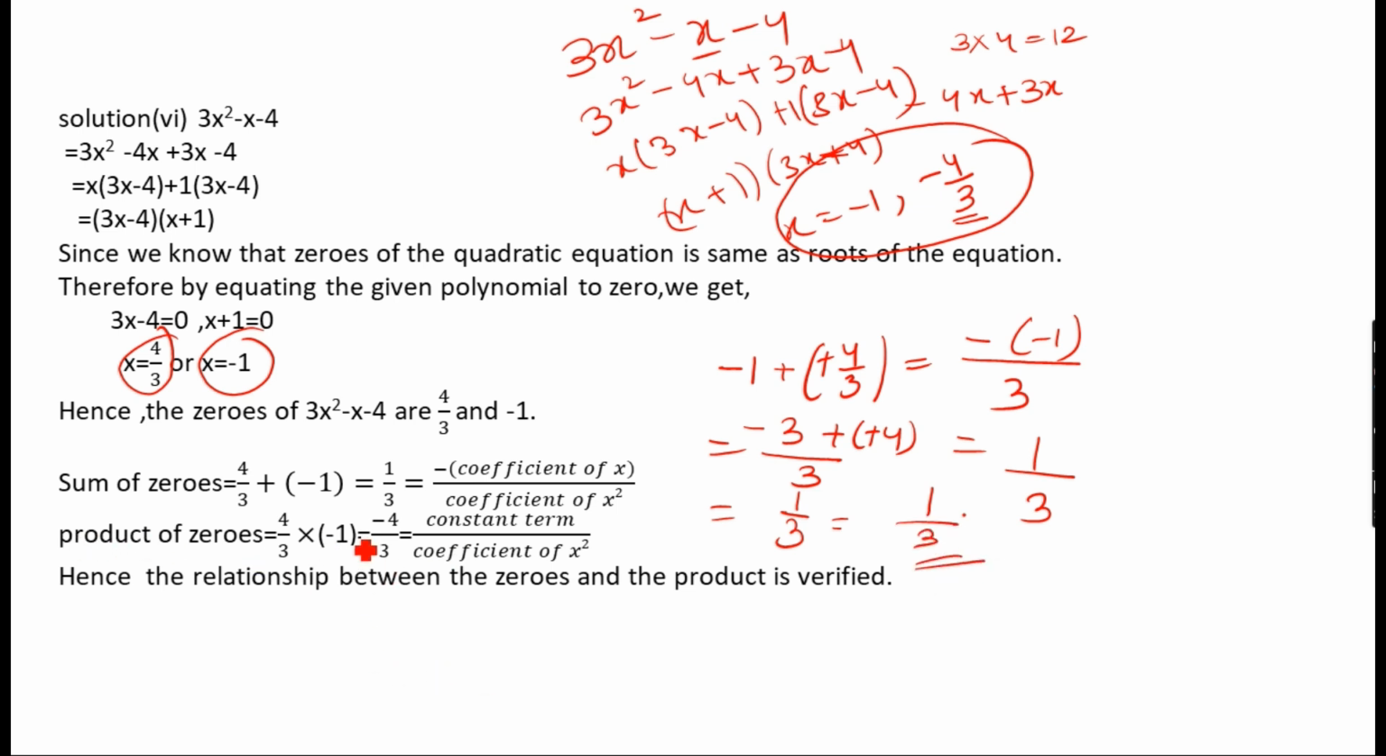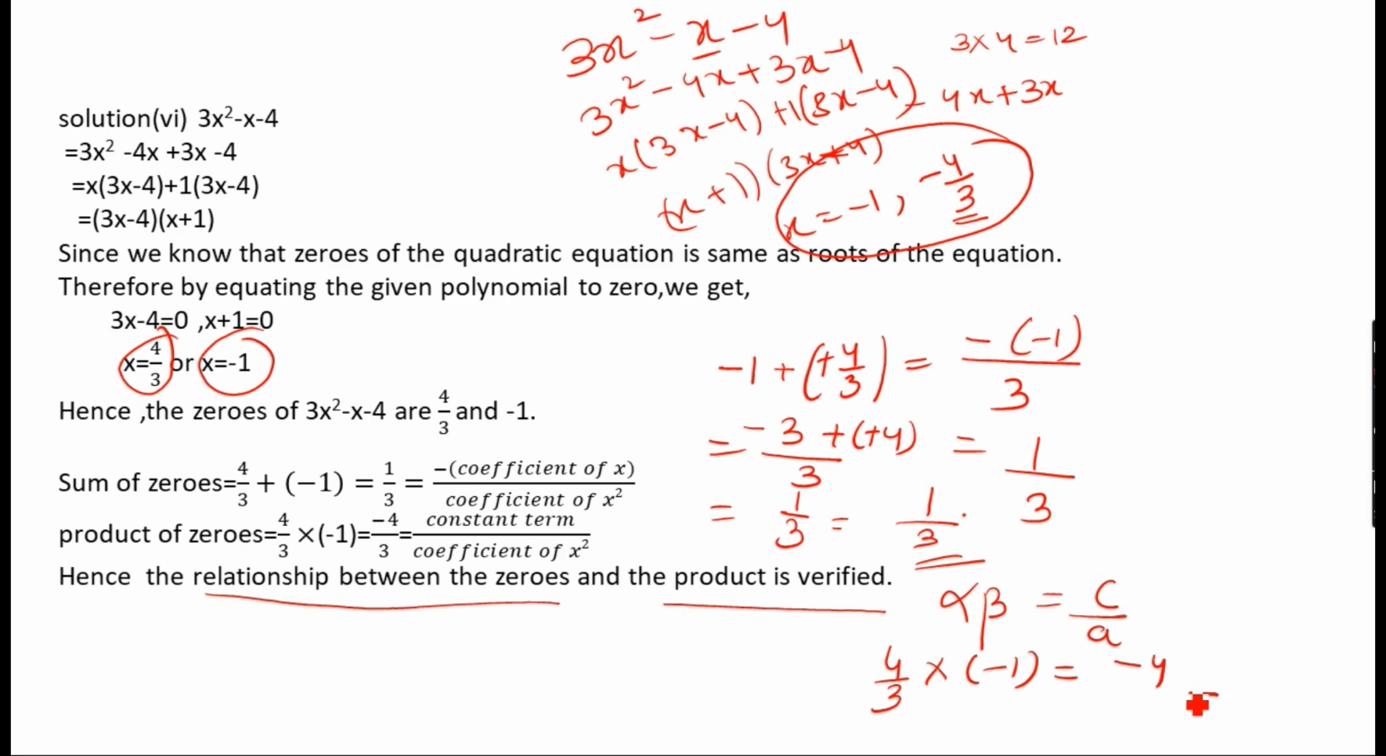Hence, similarly, we get the product of the zeros, alpha beta is equal to c by a. The value of alpha is 4 by 3 and the value of beta is minus 1. And the value of c is minus 4 and the value of a is 3. Therefore, from here we get minus 4 by 3 is equal to minus 4 by 3. Hence, the relationship between the zeros and the product is verified.